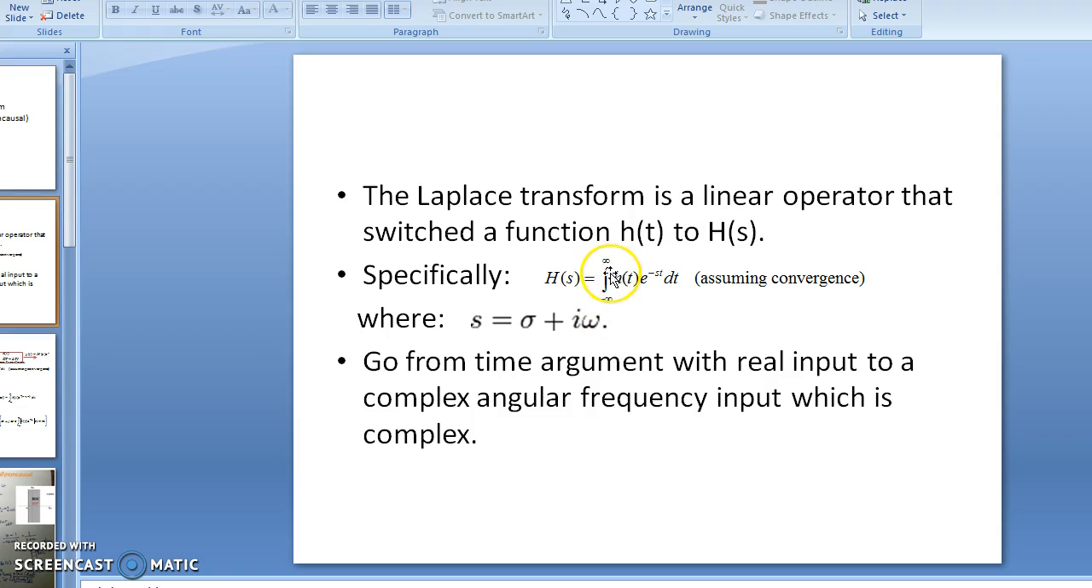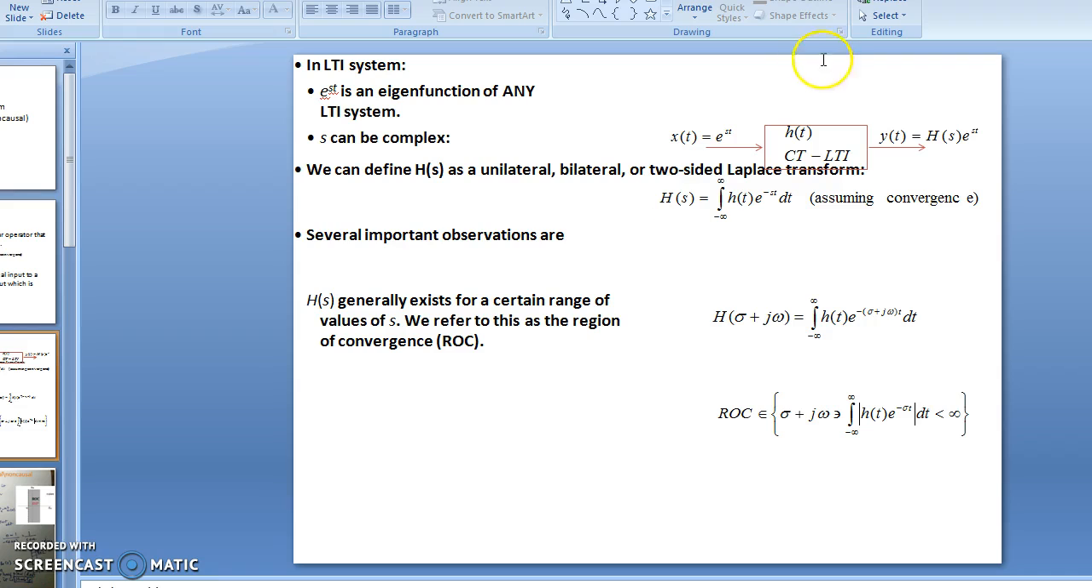integration from minus infinity to infinity of h(t) e to the power of minus st dt, where s is a complex variable. In a given LTI system h(t), the H(s) is evaluated. The H(s) can be a unilateral or bilateral Laplace transform. Now, in this, we have to find out the region of convergence.